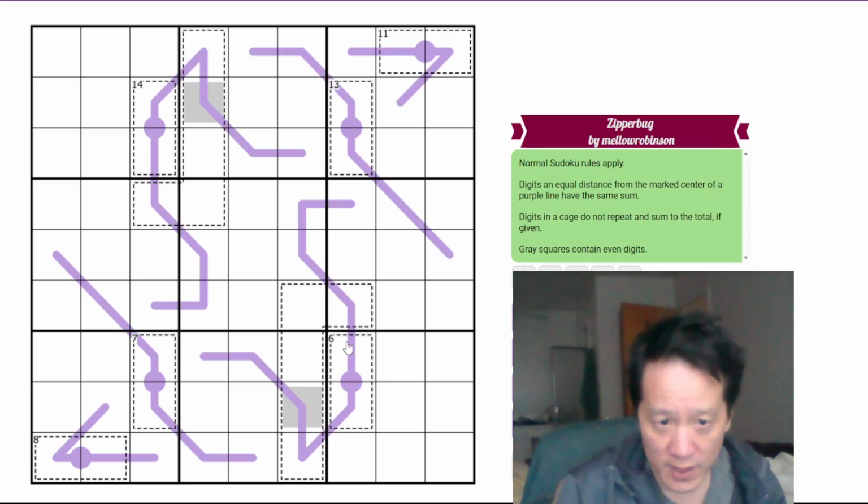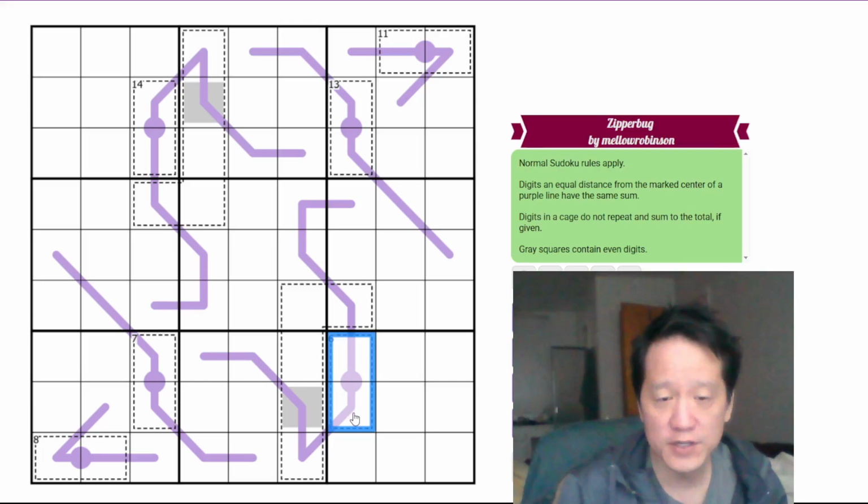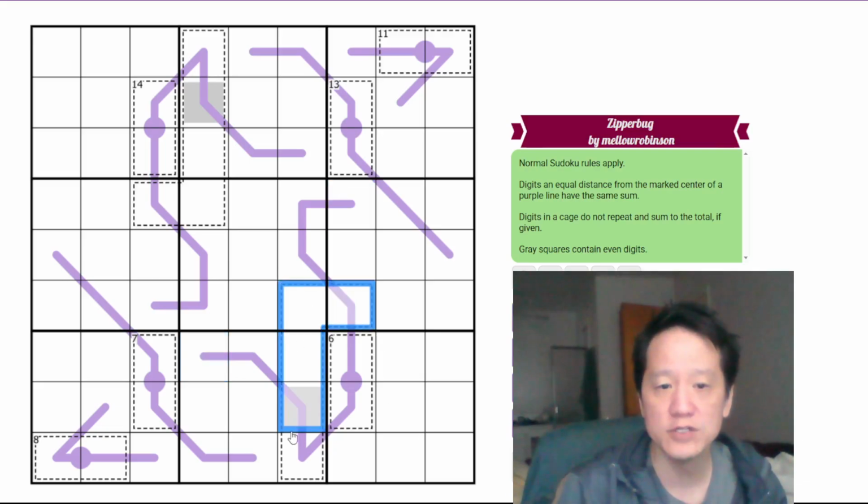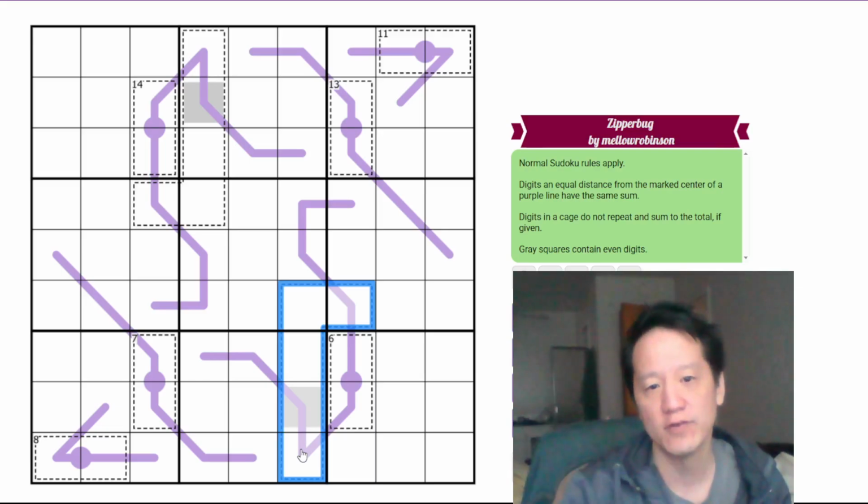Okay, as I stated earlier, these two digits must add up to the same sum. So they add up to 6. These two then must add up to 6. Same with these, and same with these. Well, we know digits in a cage do not repeat. And the only digits that can add up to 6 are the digits 1 through 5.